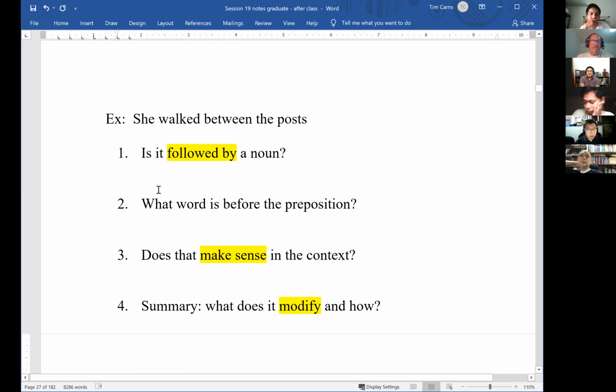Tabs, let me give this one to you. So, "She walked between the posts." Identify the preposition and then go through the four steps. Okay.